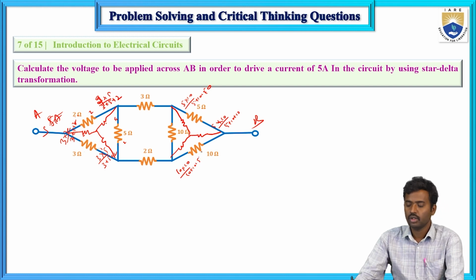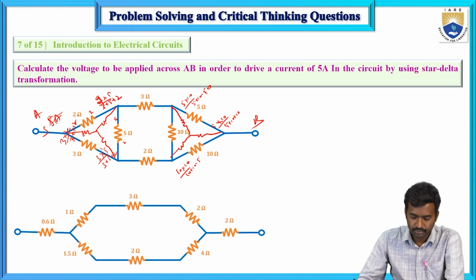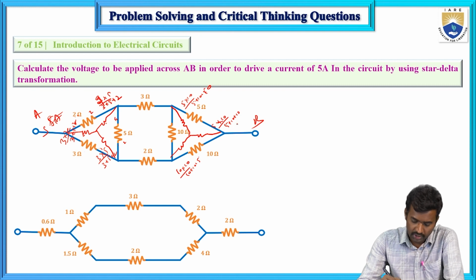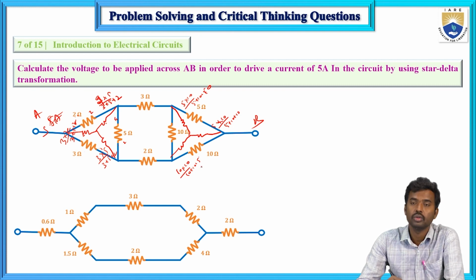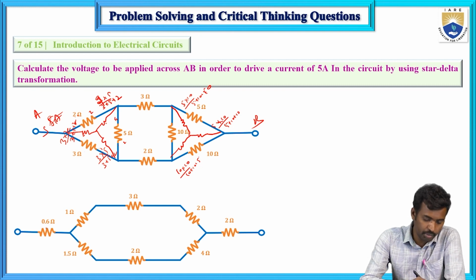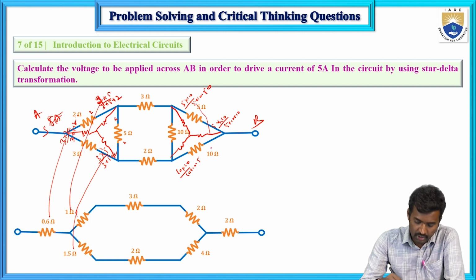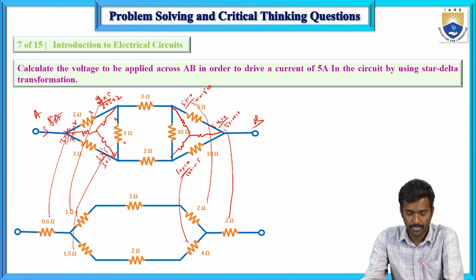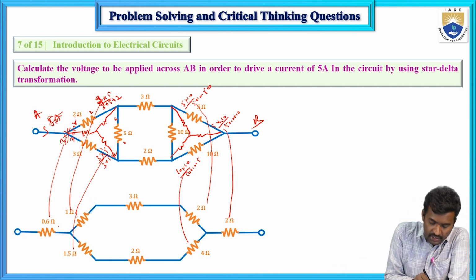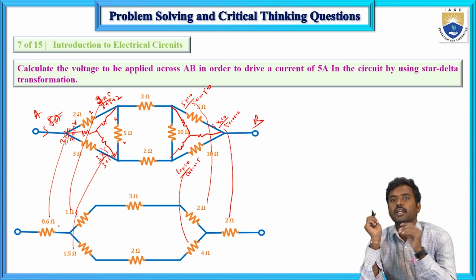Now the simplified values: this is 2, this is 2 and this one is 4, and here 0.6, 0.6 and 1.5, and this one is 1, and here is 2 and this one is 4. Now these three resistors are connected in series.